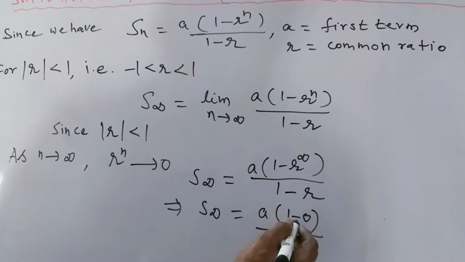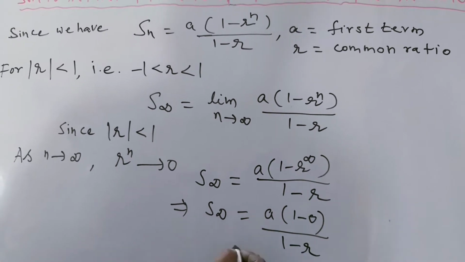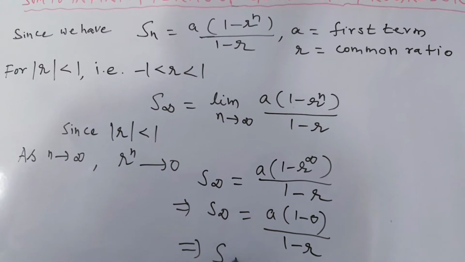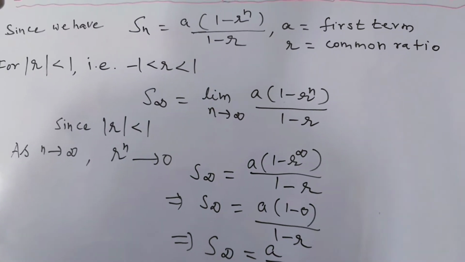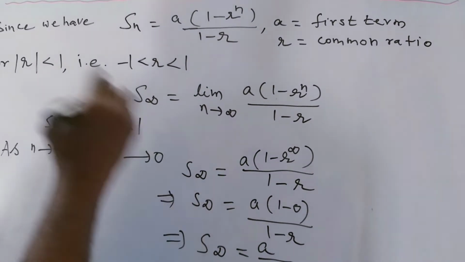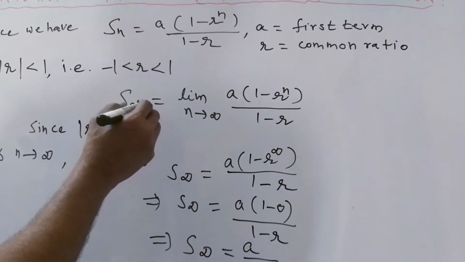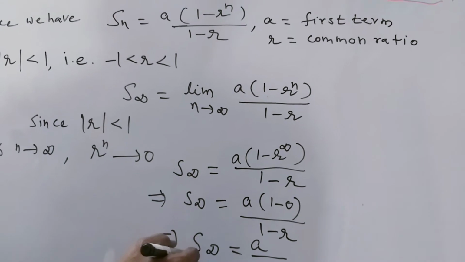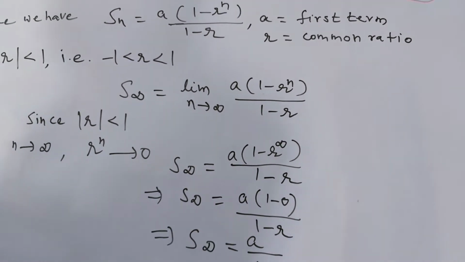1 minus 0 means here 1. A into 1, A. A by 1 minus r. Therefore, sum to infinity of the terms S infinity is equal to A by 1 minus r.